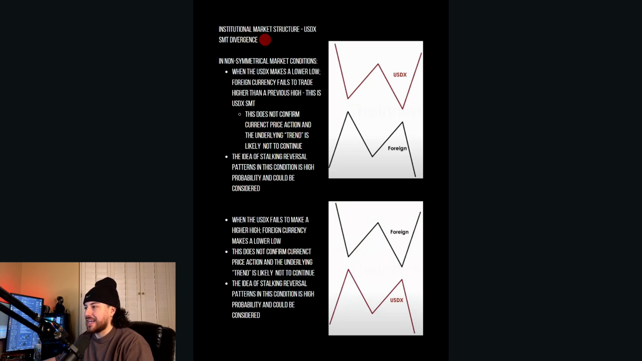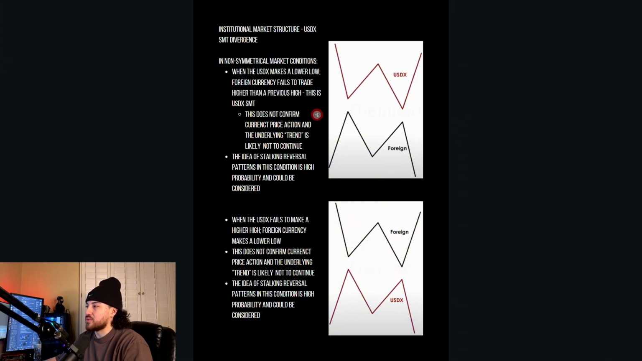When the USDX fails to make a higher high, foreign currency makes a lower low. This does not confirm current price action, and the underlying trend is likely not to continue. The idea of stalking reversal patterns in this condition is high probability and could be considered.